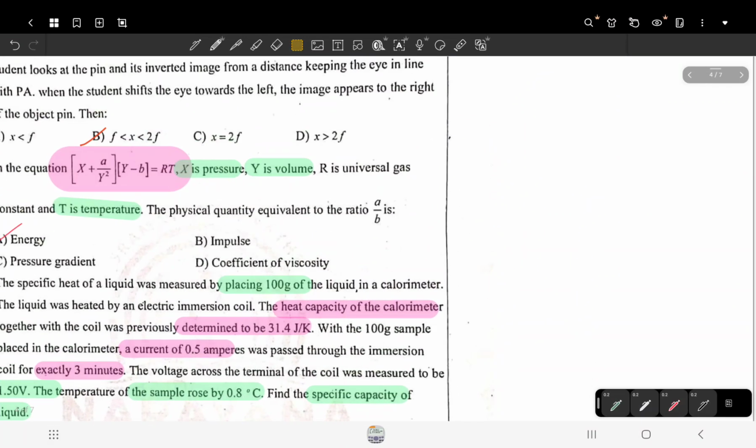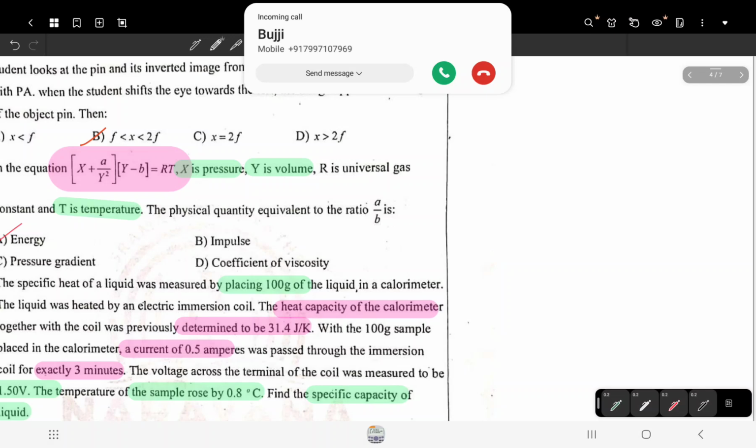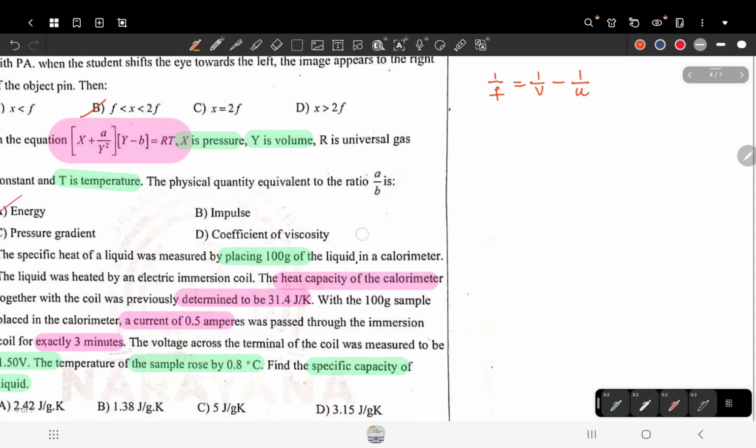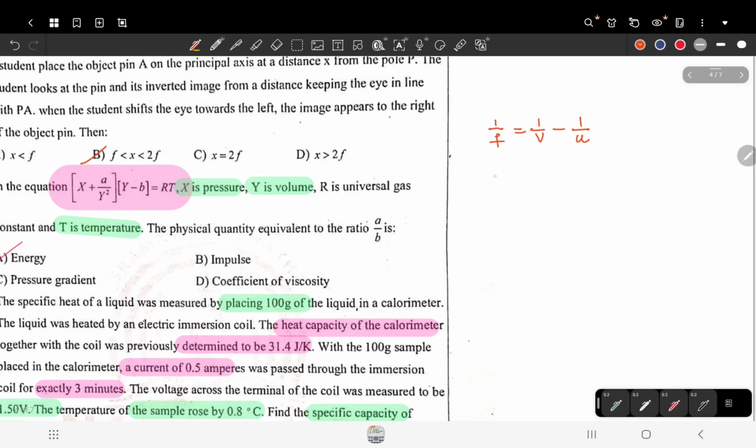So you guys know the focal length formula, right? What is the focal length formula? The focal length formula can be written as 1 by F equal to 1 by V minus 1 by U, right? Therefore if I differentiate on both sides, we can write delta F by F square will be equal to delta V by V square plus delta U by U square.